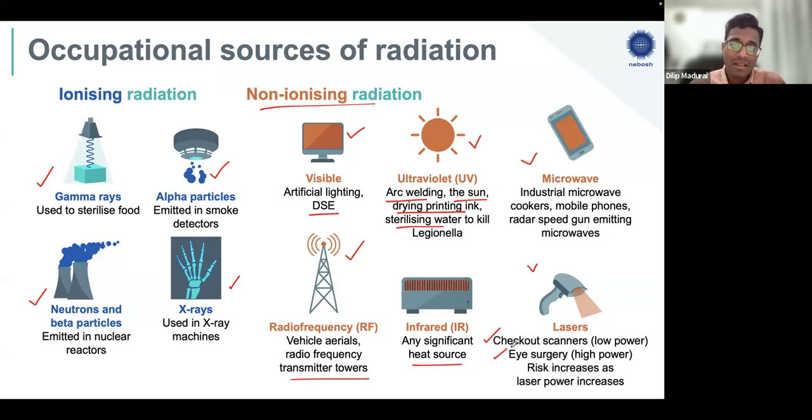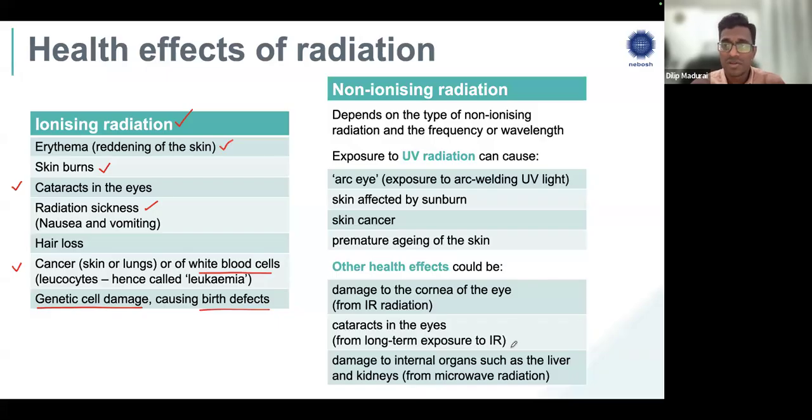Now what are the health effects from exposure to these radiations? Exposure to UV radiation can cause arc eye, from exposure to arc welding UV light, causing damage, and also other risk of cataracts in the eyes. And then sunburn from exposure to UV radiation, skin cancer, and premature aging of the skin. So the person may only be 30 years, but he may look like 40, 45 years old. So premature aging of the skin can happen from exposure to this UV light.